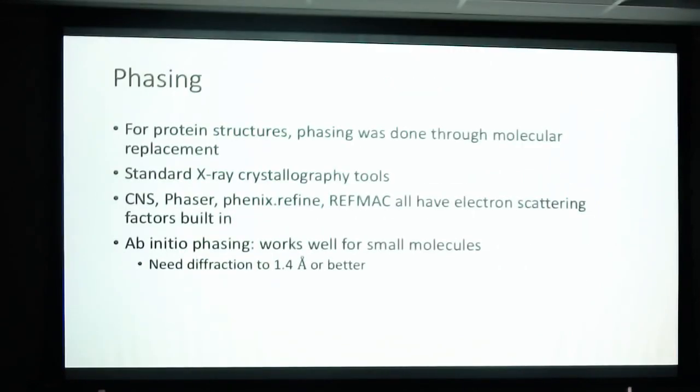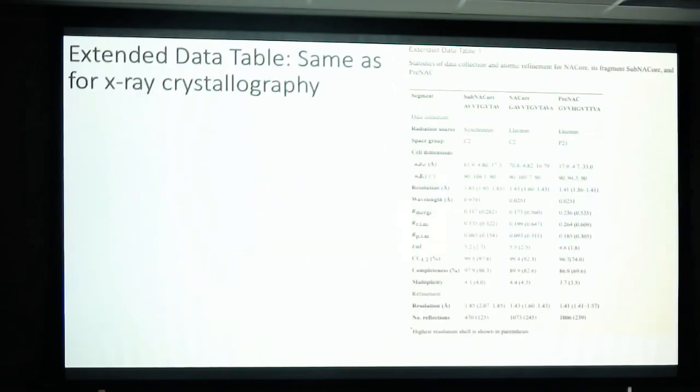Phasing, so like I said, when you collect diffraction data, you still have this phasing problem. And so for protein structures, just about all of them have been done using molecular replacement, so you have to have a similar structure in order to get the phasing to work. For small molecules, ab initio phasing has been done, but there you need really high diffraction. It has to go better than 1.4 angstrom, and it should be small molecules. So for these small peptides and drug molecules that I'll get into later, ab initio phasing works pretty well. But for proteins, I think it's all been done by molecular replacement.